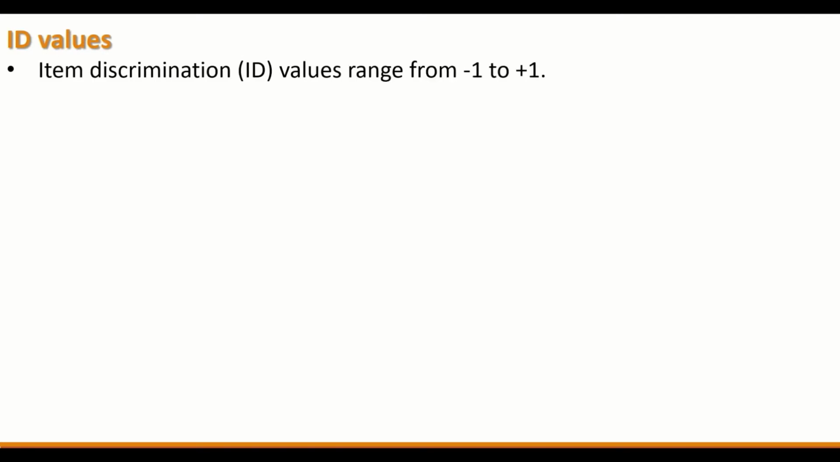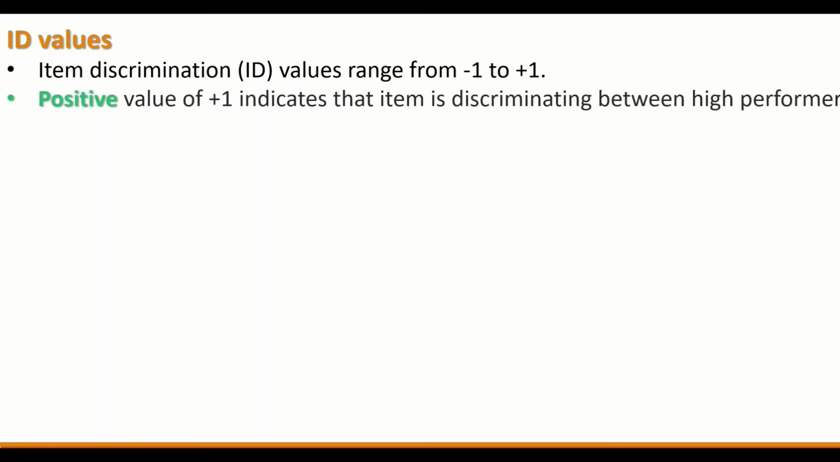Now, the item discrimination values range from -1 to +1 based on Kelley's equation. The outcome of the calculation has a range of -1 to +1. A positive value indicates that the item is discriminating between high performers and low performers, and +1 indicates a perfectly discriminating item.